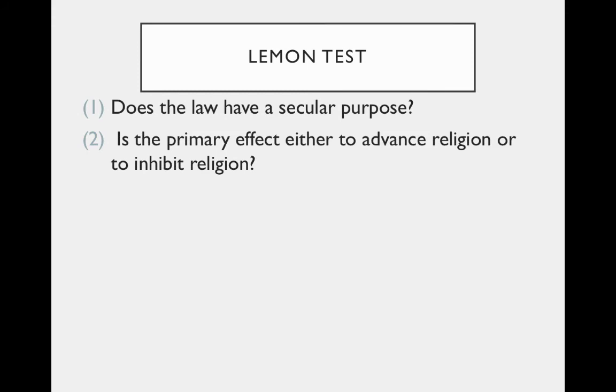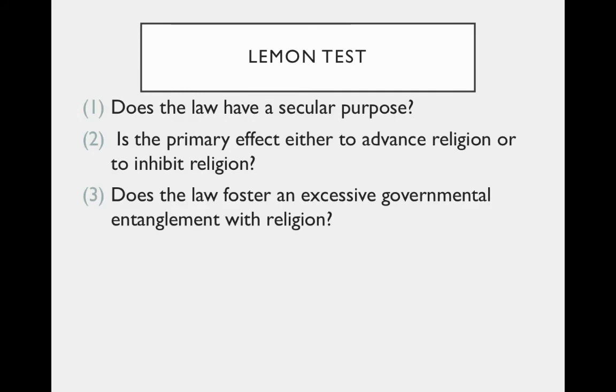Is the primary effect either to advance or inhibit religion? So if you have a law that is trying to advance one religion over another, let's say you want to give tax breaks to Christian churches, but not mosques, then that would be seen as inhibiting mosques and Muslims and helping Christians. That can't happen. If you're going to give a tax break to nonprofits like churches, then it has to be churches of all religions or all praying places.